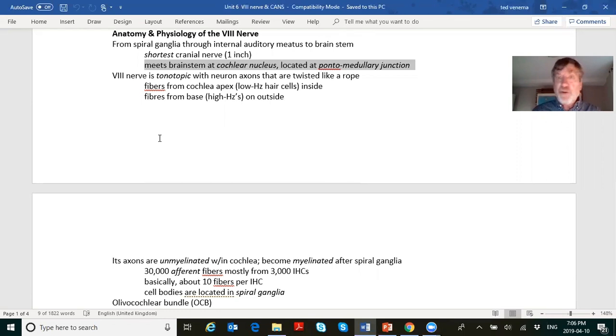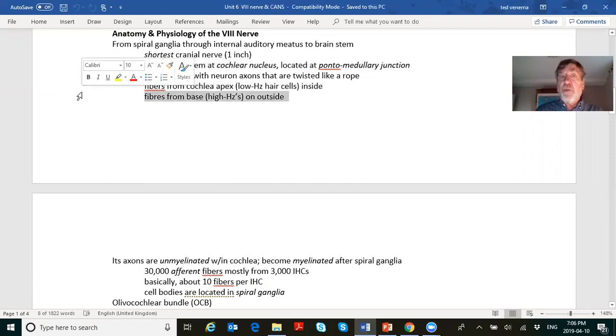So what's the first pair of nuclei in the brainstem? The cochlear nucleus. Okay, that's where it meets. And where's the cochlear nucleus located? At the pontomedullary junction. Eighth nerve is tonotopic with neuron axons that are twisted like a rope. Fibers from the cochlea apex are wrapped deep inside. Fibers from the base are more wrapped on the outside.